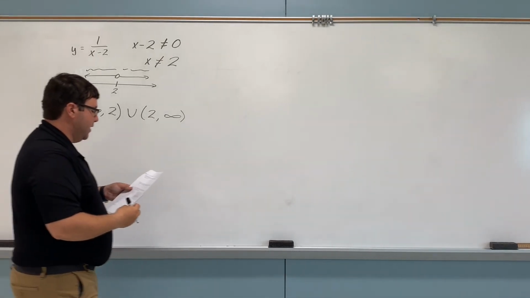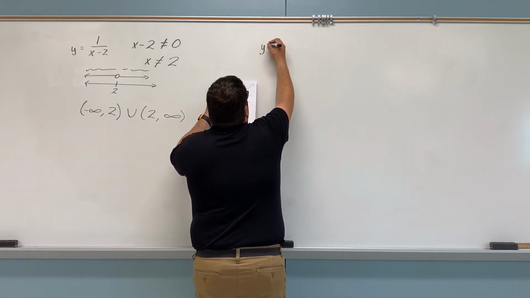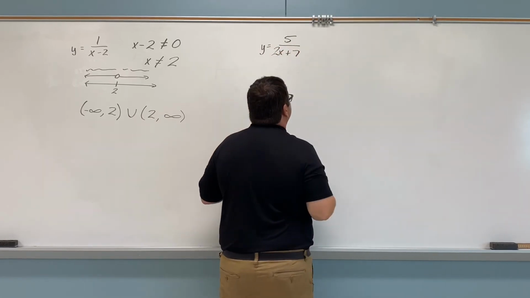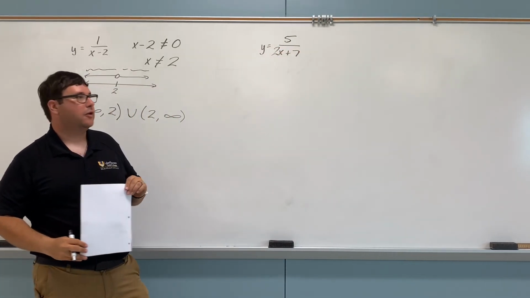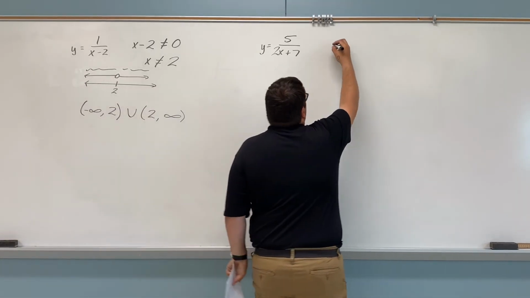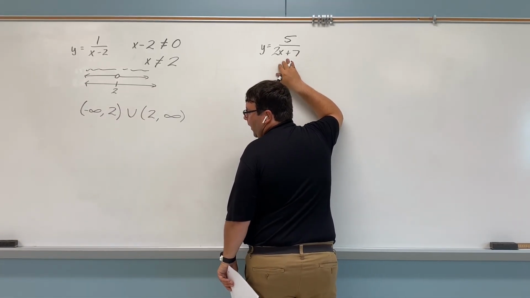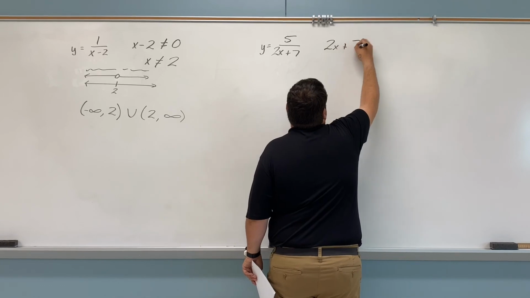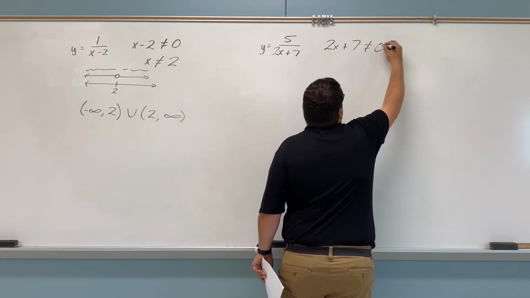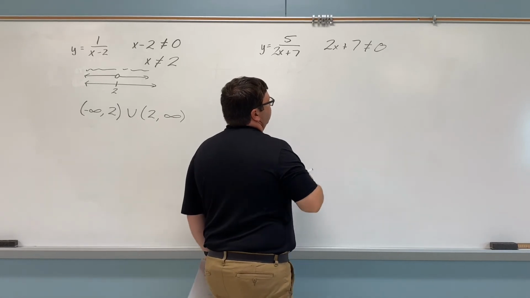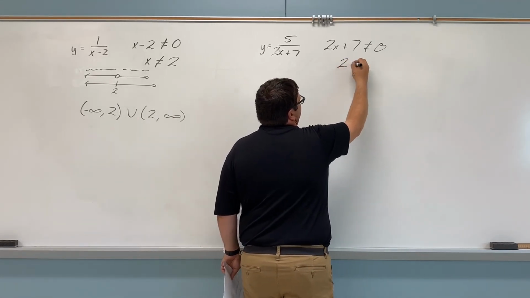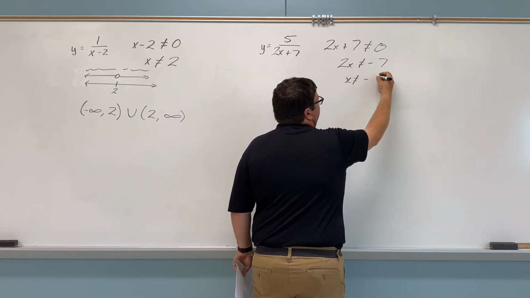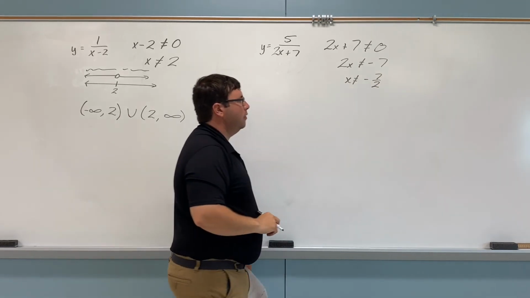Okay, very simple, very easy. Let's try another one. Let's say I have y is equal to 5 over 2x plus 7. Let's see what happens in this situation. I know I can't divide by 0, so anytime you see an x in the denominator, you need to find the domain, and that is easily done by setting the denominator so that it cannot equal 0. Okay, let's solve. Subtract 7, divide by 2. X cannot be 7 halves.